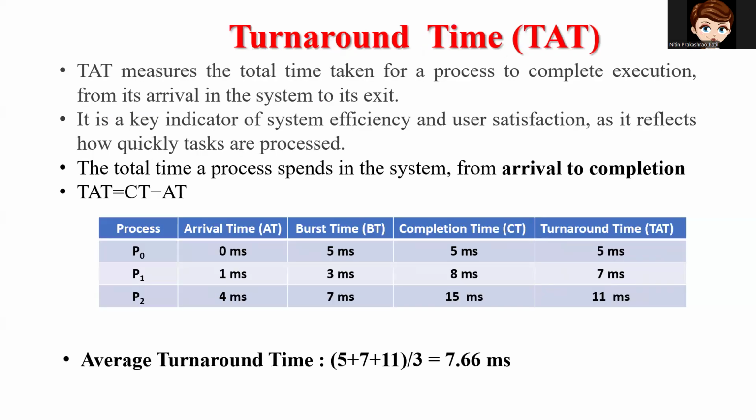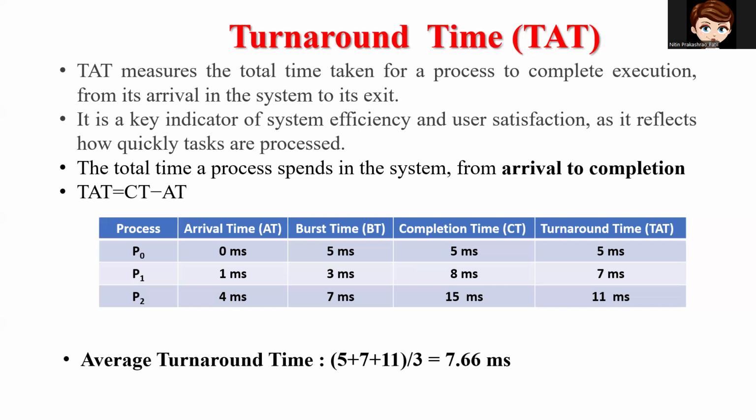Next is turnaround time. This turnaround time measures the total time taken by the process to complete execution, from the time it arrived till the time it exits. It is an important indicator used in computing system efficiency and user satisfaction. The total time a process spends in the system from arrival to completion is what we call turnaround time. So if we have to compute turnaround time, we compute it like this: completion time minus arrival time.